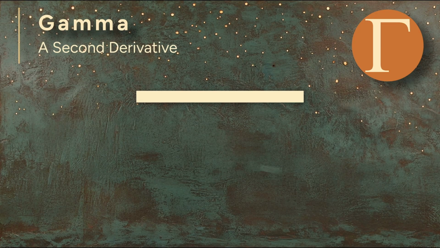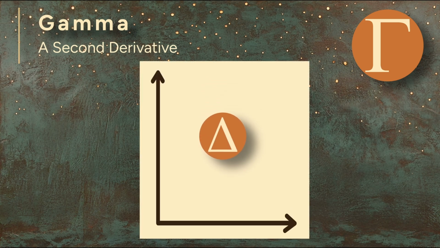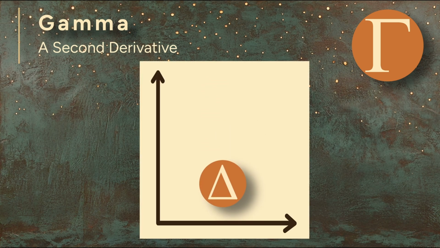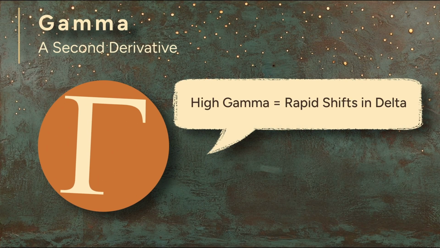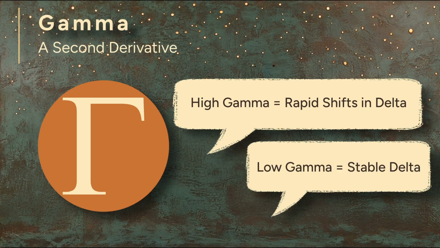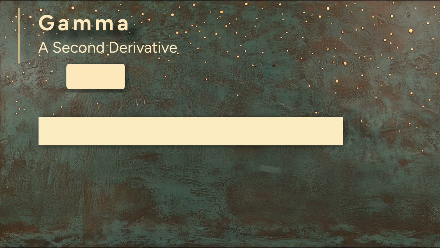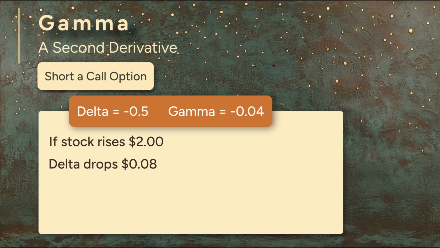Why is this significant? Because delta is not fixed. As the stock price moves, your delta changes, sometimes quickly, and gamma measures that. A high gamma means delta can shift rapidly with even small changes in the stock price. A low gamma means delta is relatively stable. Suppose you are short a call option with a delta of negative 0.5 and a gamma of negative 0.04. If the stock price rises $2, your delta will drop by about 8 cents. So your new delta will be roughly negative 0.58.